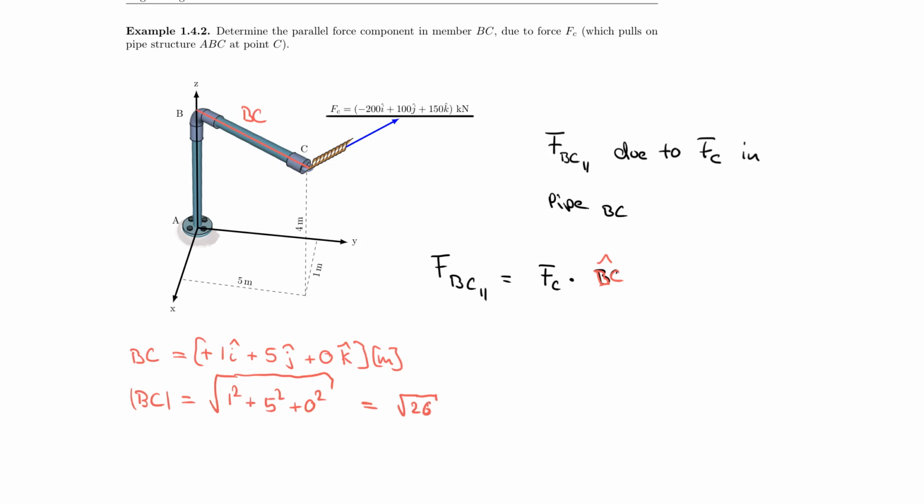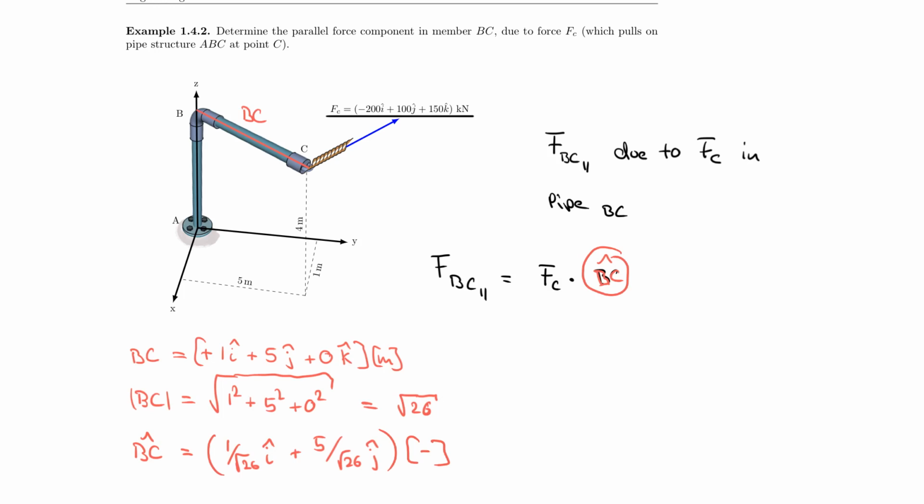And then last but not least, your BC hat is equal to 1 over square root 26 i hat plus 5 over square root 26 j hat. And plus 0, I don't even bother writing that down. But that again is unitless. And now you can use that in your equation right up here. And there's no need for me to bore you with that. If you need the mathematical procedure, you can find that in the previous example. But I encourage you to really think about that.